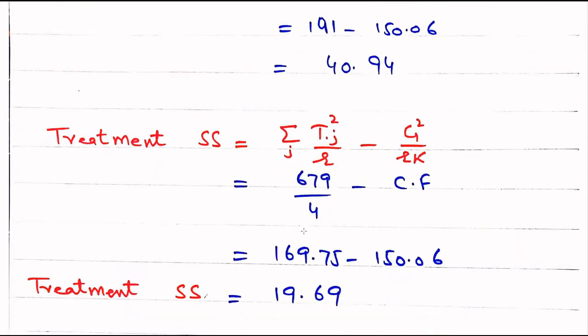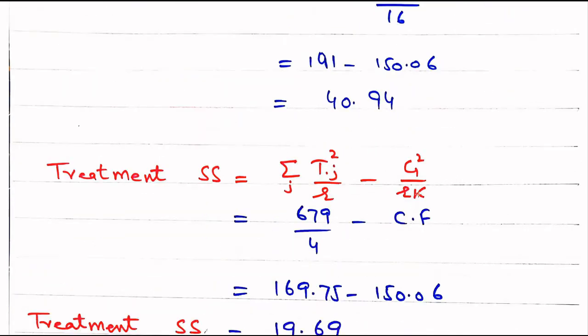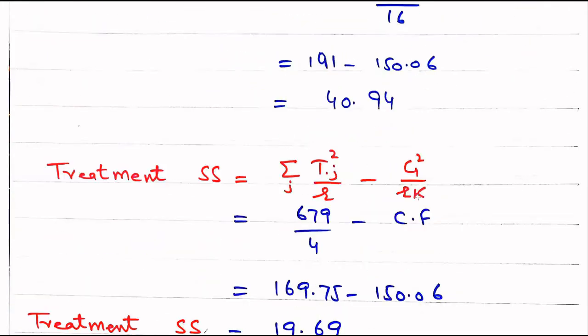Treatment sum of square is the sum of t dot j square over r, minus the correction factor, which is g square over rk. N is equal to rk, where r means the number of replications and k means the number of treatments. We have in our question 4 replications and 4 treatments. 4 multiplied by 4 is 16, so our n is 16.